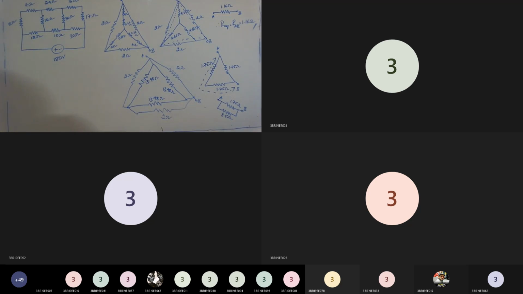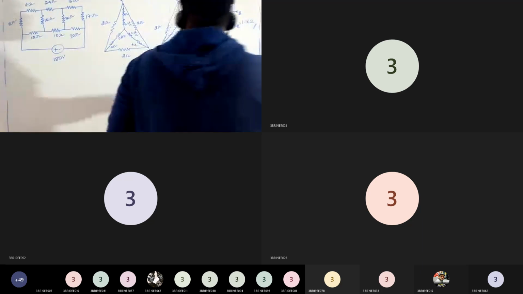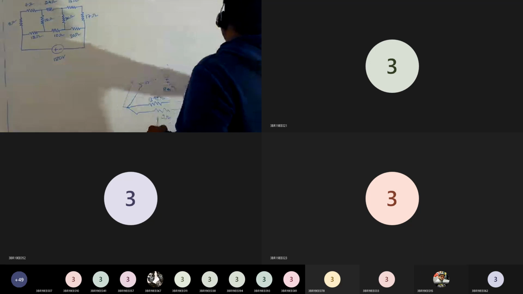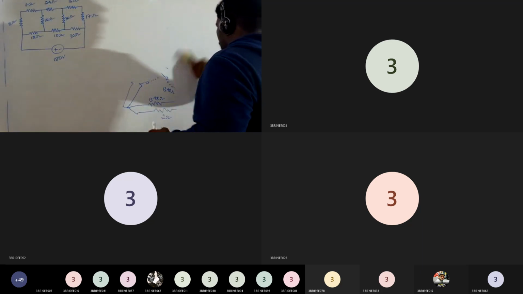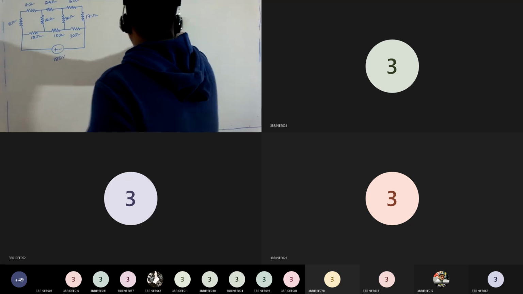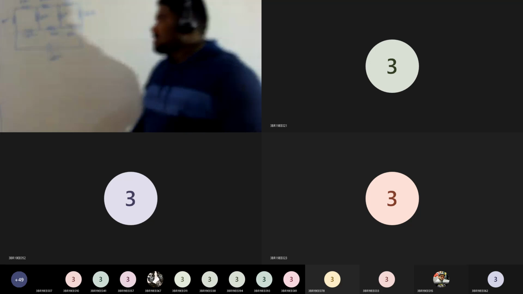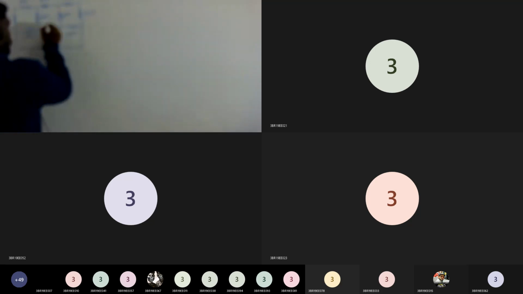Note down the statement. Determine the current through the 10 ohm resistance for the network shown using star delta transformation. So where is the 10 ohm resistor? Here. We are supposed to calculate the current flowing through it.